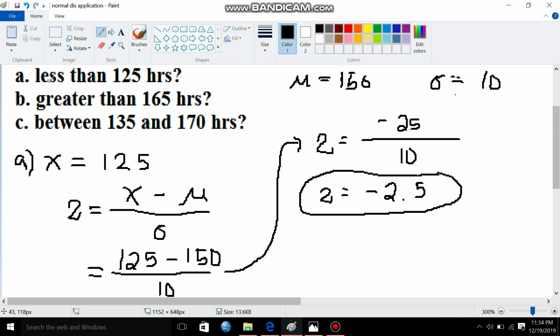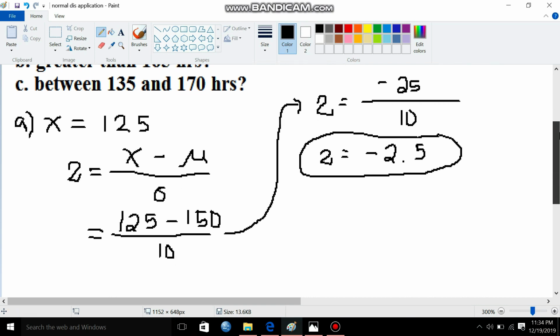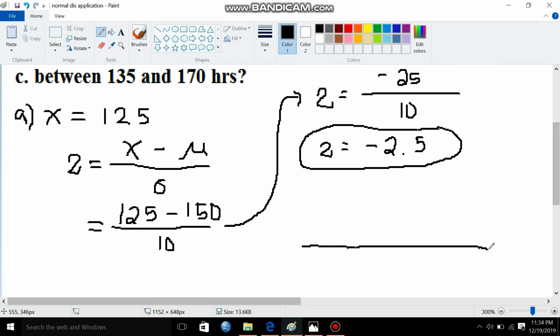Since the question pertains to less than, if we draw a normal curve, this is 0, and to the left are negative 1 and negative 2, and our negative 2.5 is somewhere here. This is the less than. In other words, the probability should be small, since the area under the curve for Z less than negative 2.5 is this one.